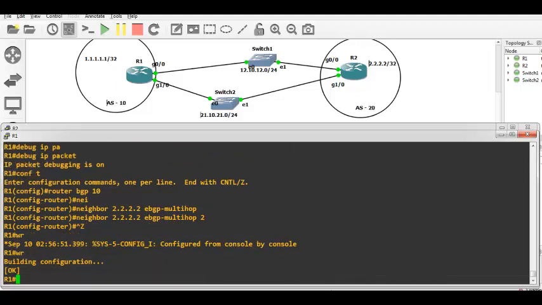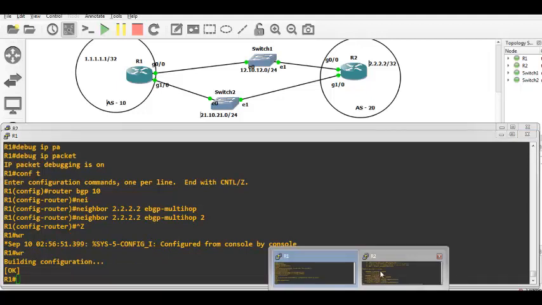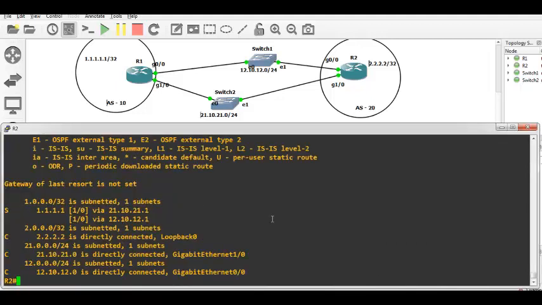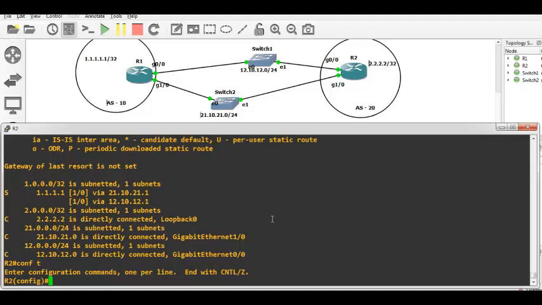Default value, or it can be changed? No, it can be any number. By default, the TTL will be 1. You can give 2, 3, 4, 5, 6 also, but 2 is more than enough to tell BGP that the neighbor need not be directly connected.